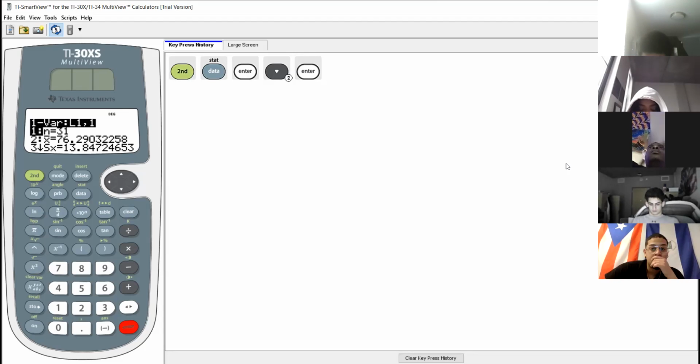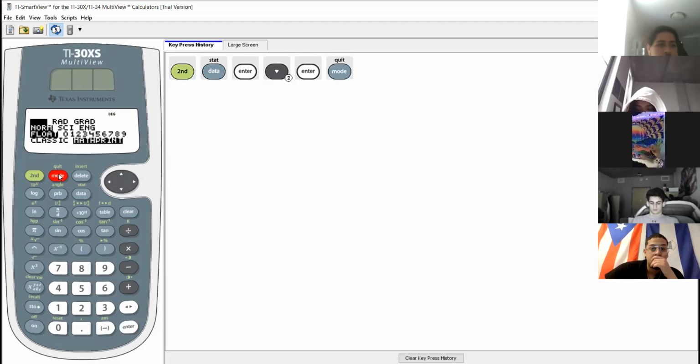Why don't you do second data and see what happens? You still get an error message there? It says 1 var and 2 var. Oh, all right, so it's giving you that correctly. Why don't you go into mode? Hit the mode button. Okay. And what's highlighted there? It should be DEG, right? And how about the one below that? It just says norm. Is that highlighted?